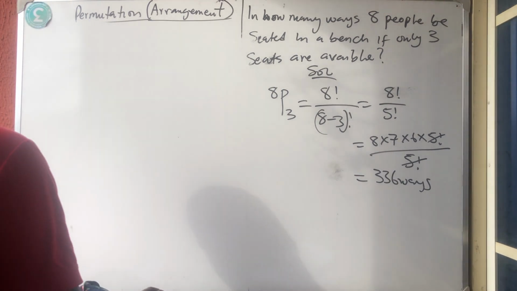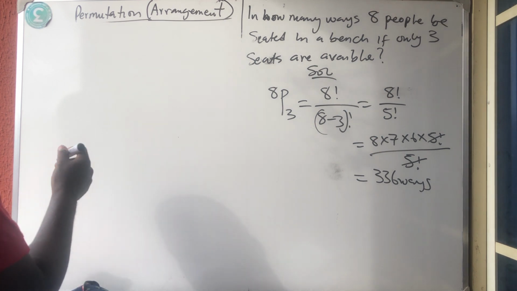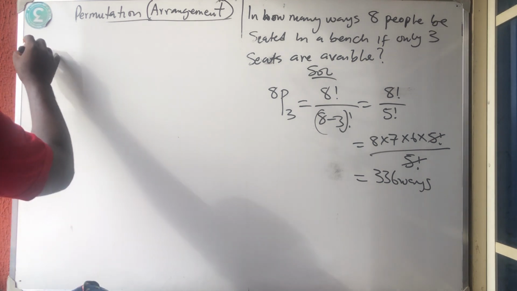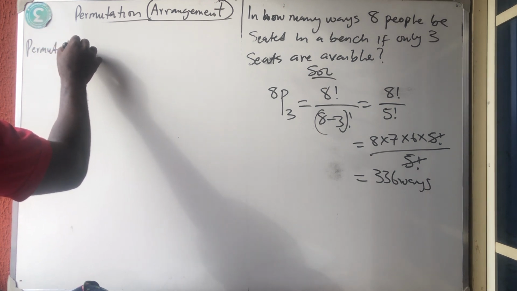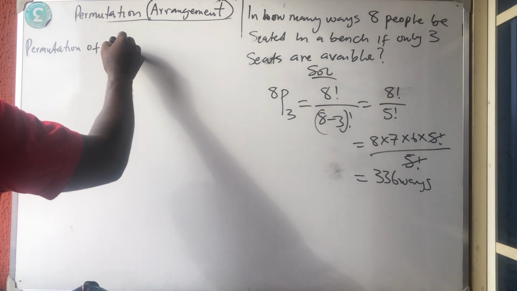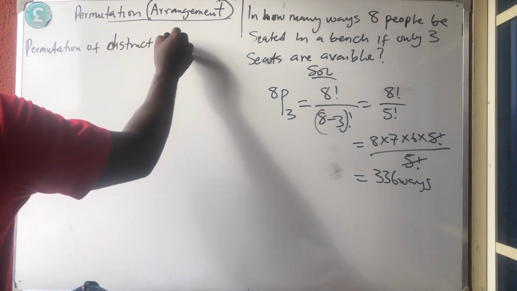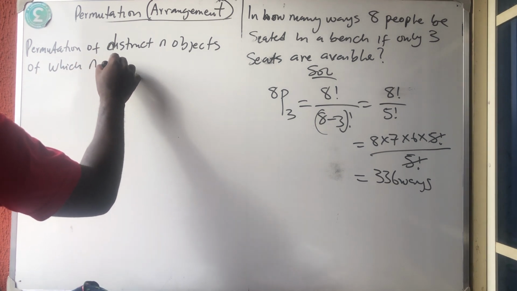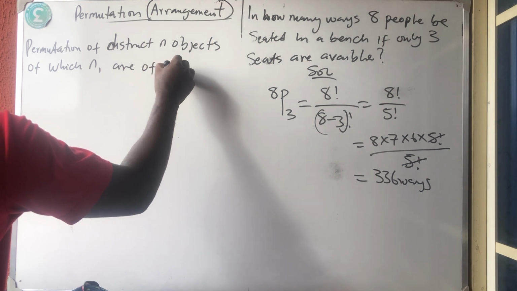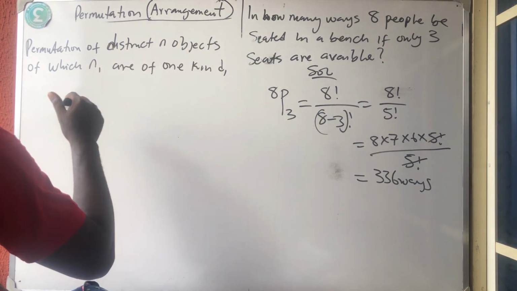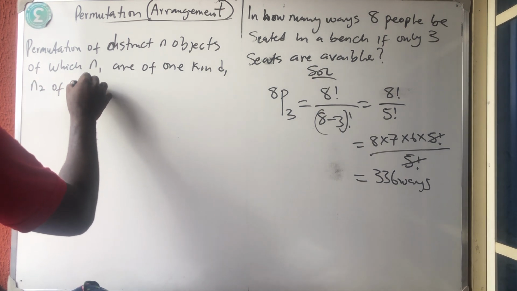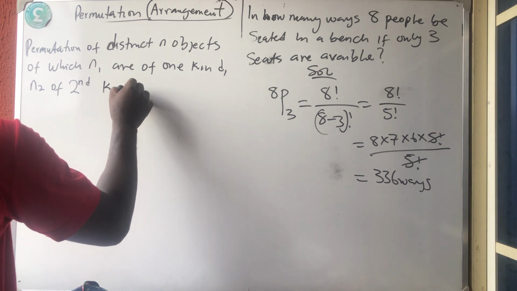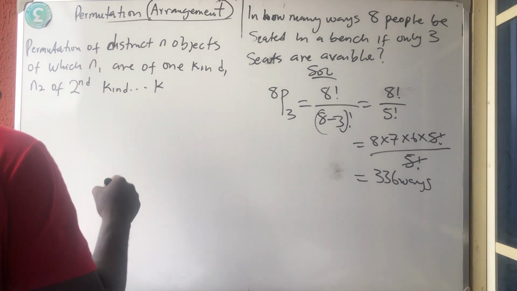Okay. So the next question. Let's talk about permutation of distinct n objects, of which n1 are of one kind, n2 of second kind, up to nk of what?